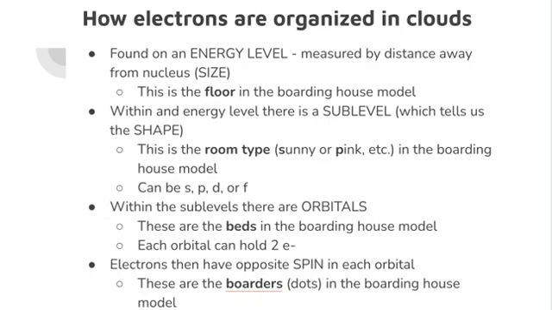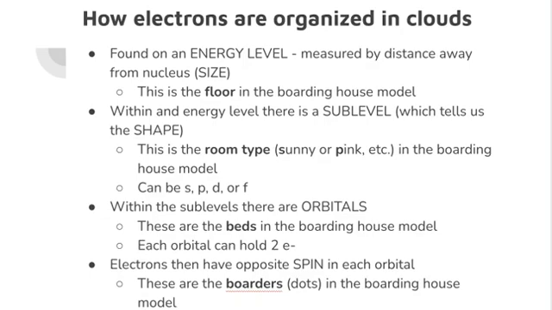The 4 sublevels that exist are called S, P, D, and F. Those are the only 4 options. Those are the 4 areas or shapes that can be found within an energy level. Then lastly, we can narrow it down even further.